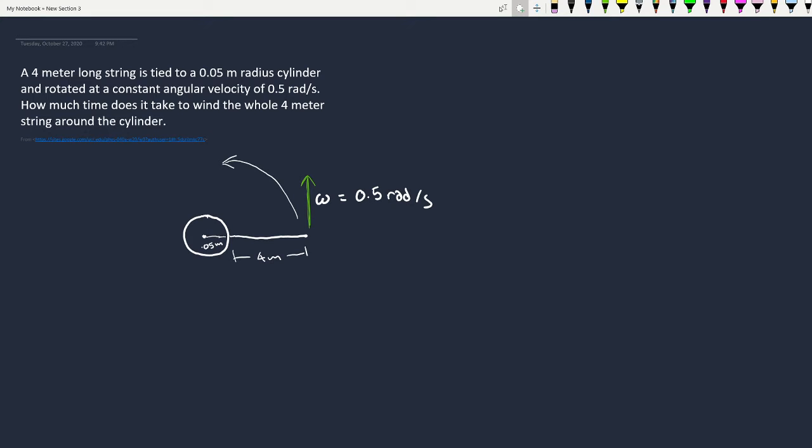Alright guys, so this is video assessment number 4C, and the problem states a 4-meter long string is tied to a 0.05-meter radius cylinder and rotated at a constant angular velocity of 0.5 radians per second. How much time does it take to wind the whole 4-meter string around the cylinder?